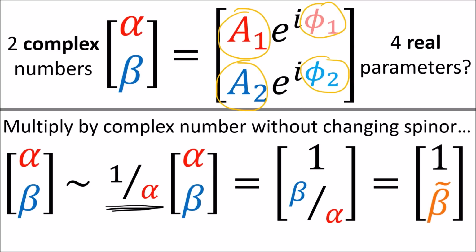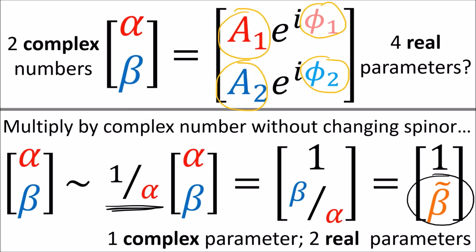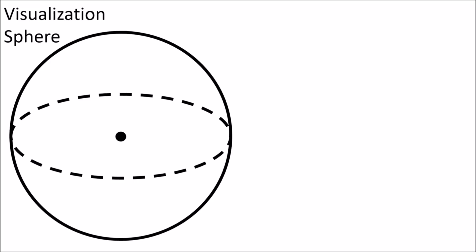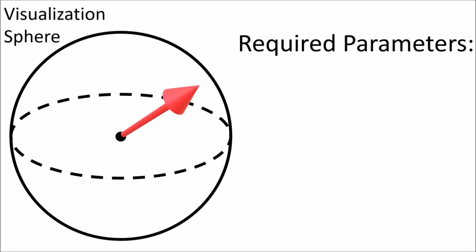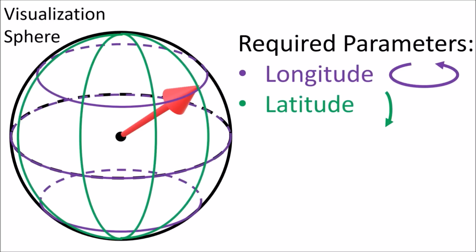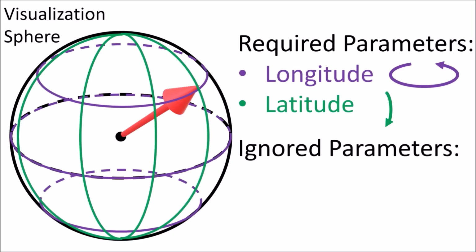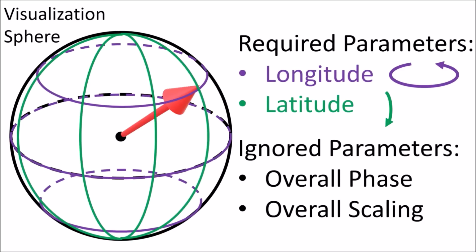So really, there's only one complex number that's required to specify a spinor, since it is only the ratio of beta over alpha that actually matters, and this is a single complex number with 2 real parameters. This is why we're able to visualize spinors as arrows on a sphere. Only 2 real parameters are needed to specify them, the longitude and the latitude. The remaining 2 parameters, the overall phase and overall scaling, are ignored.